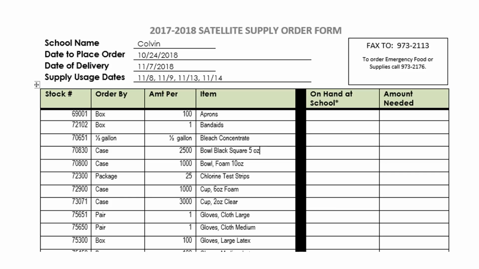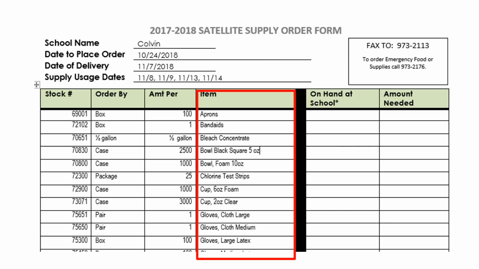Supply orders are to be placed 2 weeks before the order is delivered. In this example, you can see that the order is due on October 24th and they will receive the order on November 7th. This order would be for the dates of November 8th through the 14th. These dates are important tools in determining how much to order. We will discuss this in more detail later.